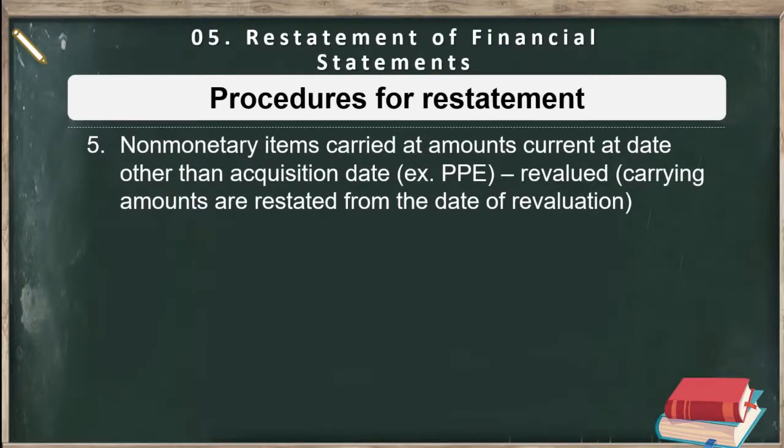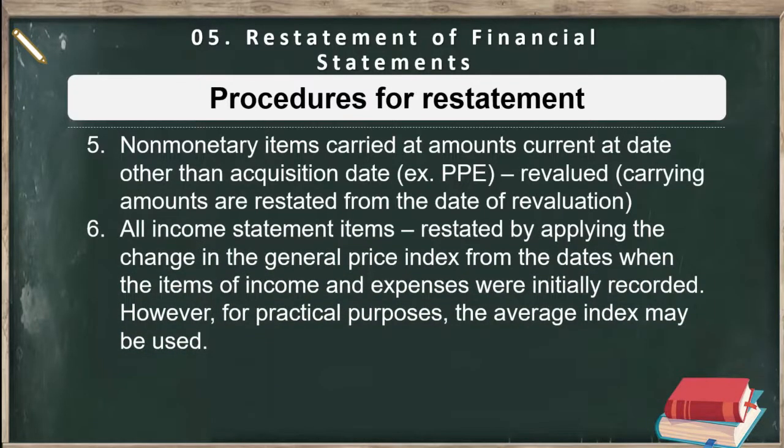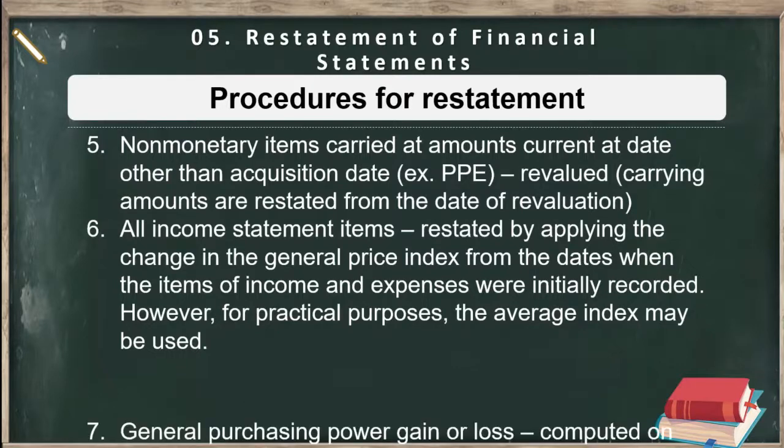Non-monetary items carried at amounts current at a date other than the acquisition date. For example, PPE, these are revalued, and the carrying amounts are restated from the date of the revaluation. All income statement items are restated by applying the change in the general price index from the dates when the items of income and expenses were initially recorded. But for practical purposes, the average index may be used.